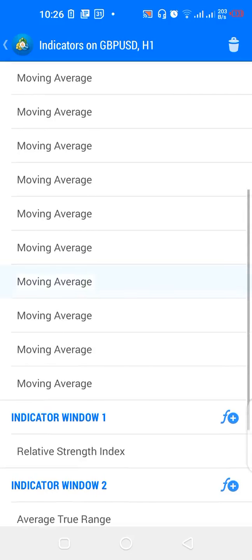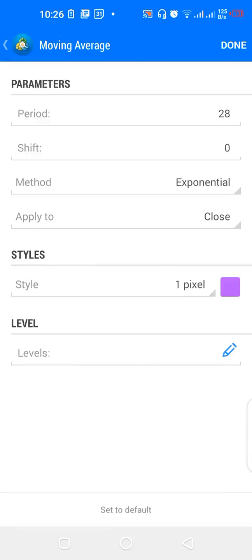Now the 12th is 28. So we have 30, 29, 28, 27, 26, 25. So this is 28 EMA. The next one should be 27 EMA, and the next one should be 26 EMA, and the last moving average on the main chart is 25 EMA.